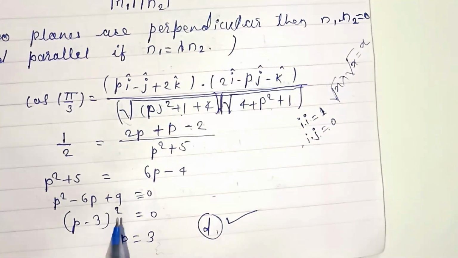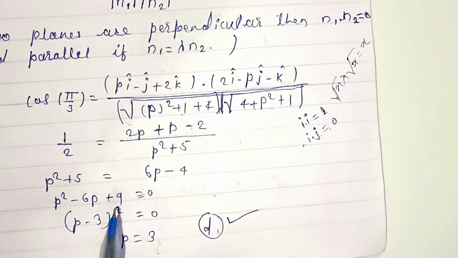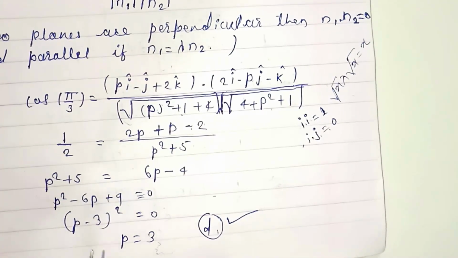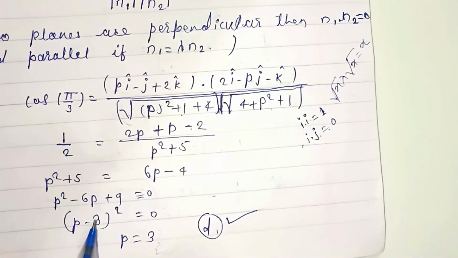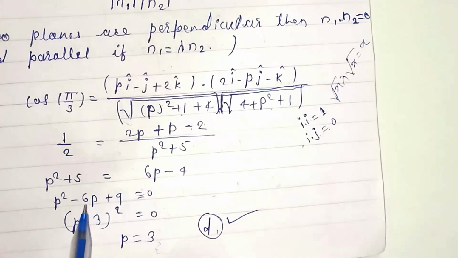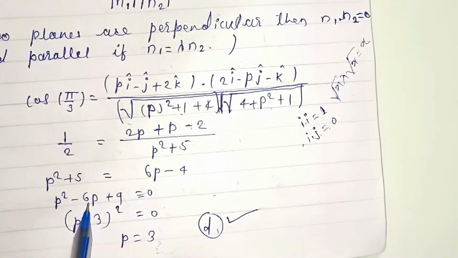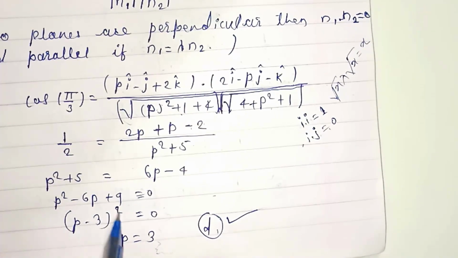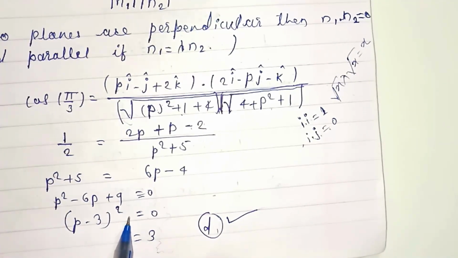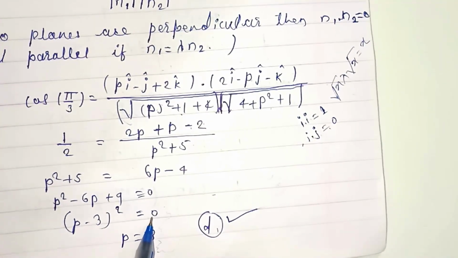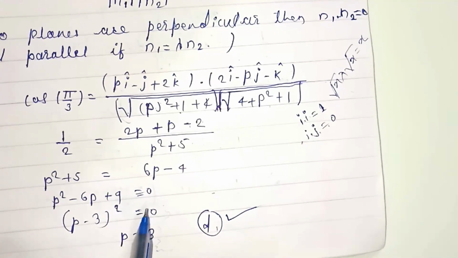So we want two elements whose multiplication and whose addition we need. Their multiplication is 9 and their addition needs to be 6. So we know that 3 threes are 9 and 3 plus 3 is 6. So the factor is (p minus 3) square. So (p minus 3) square equals 0.